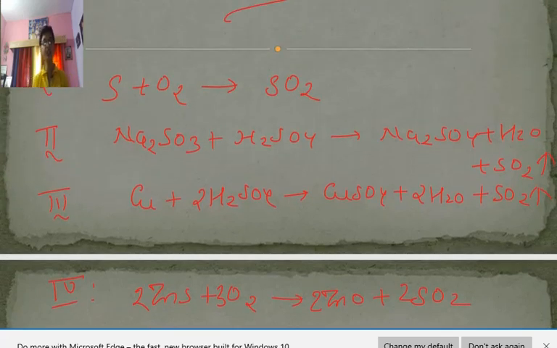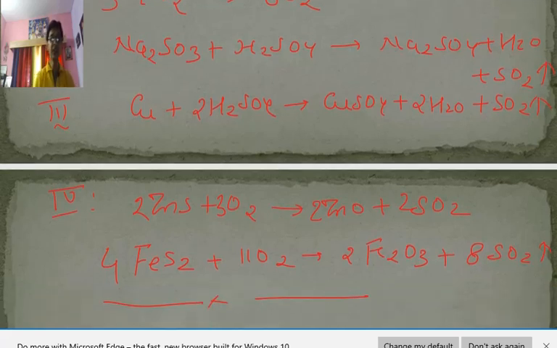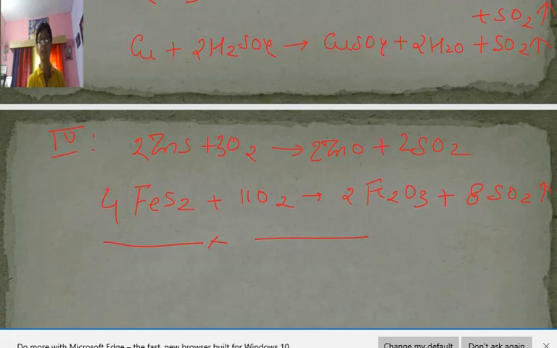First, the direct oxidation of sulfur. Second, sulfite with sulfuric acid. Third, copper with sulfuric acid. Next is the industrial purpose: zinc sulfide, meaning all sulfide ores, release sulfur dioxide gas. Next, in the contact process, iron pyrite on oxidation releases sulfur dioxide gas.